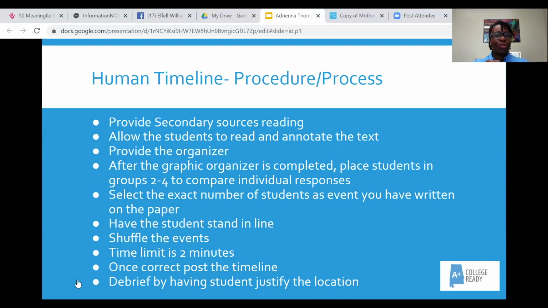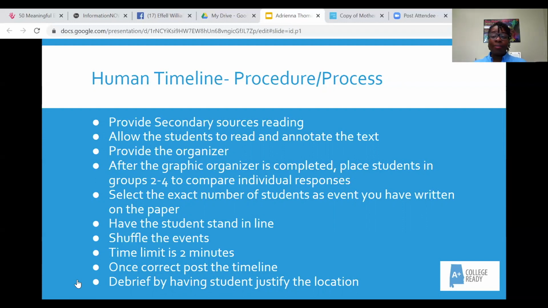This is the time where you're actually getting to the human timeline. You're going to select the exact number of students as you've written on your paper. So if you decided to do 5 events at that time, you'll select 5 random students. Okay? During that time, you'll ask the students to stand in line.